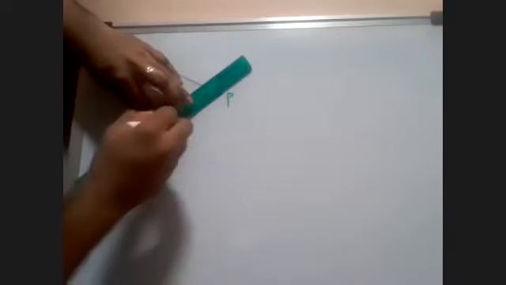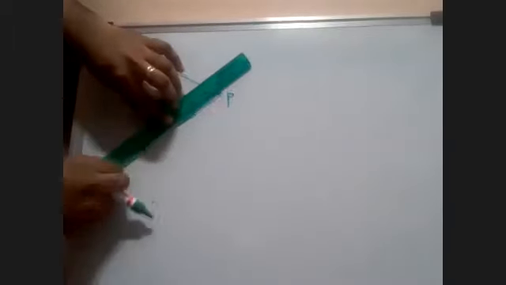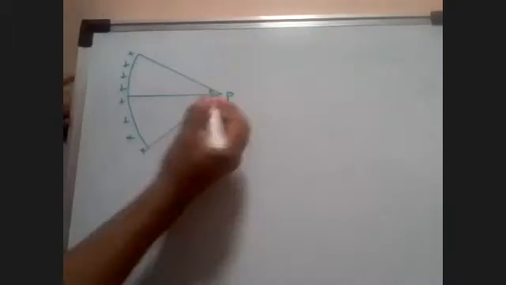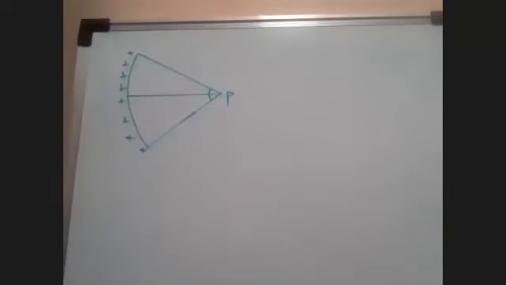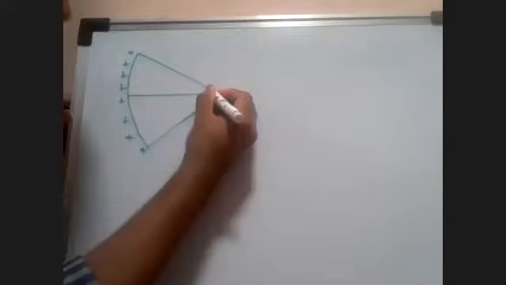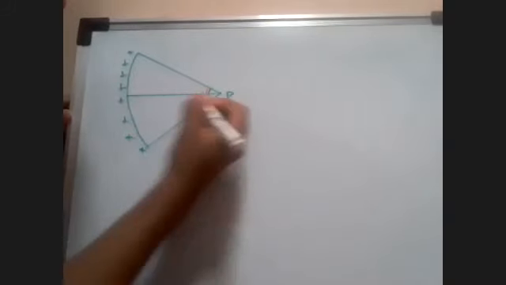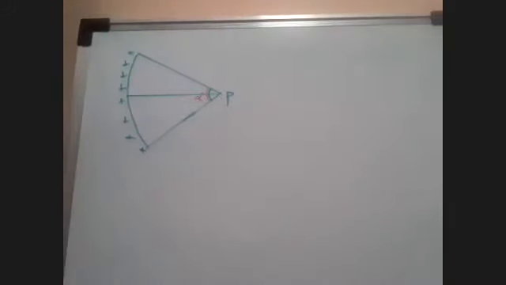this entire thing makes an angle alpha. This entire thing is making an angle alpha, and we need to find the electric field intensity due to this arc.